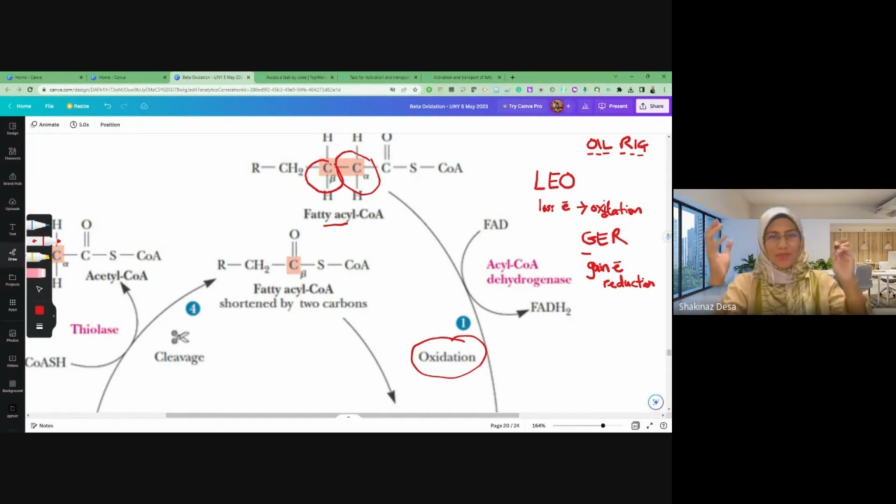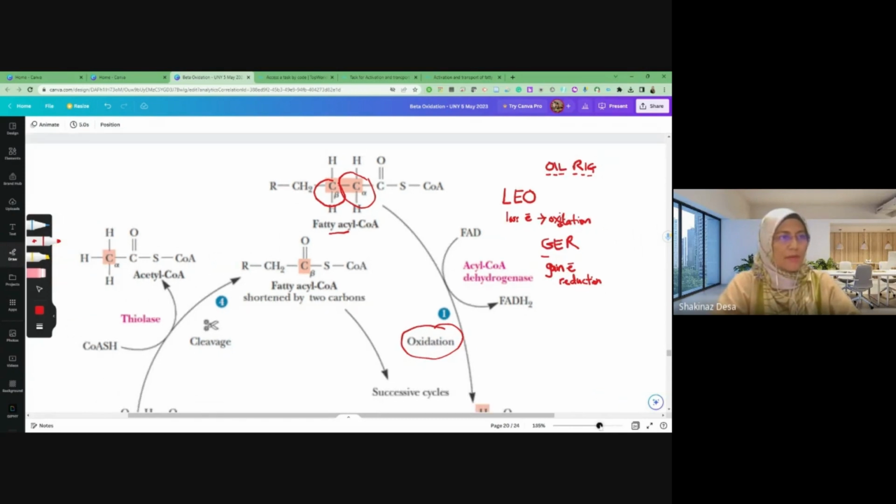This is reduction. The one that throws away the electron, this one accepts. So this is reduction, this is oxidation. Remember it like that. Okay? Right. So what happens next? Here we have oxidation.